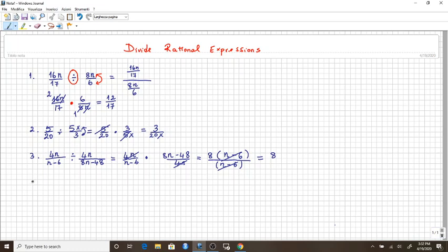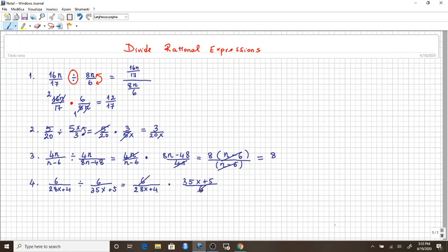Okay, let's see a different problem. Let's divide 6 by 28x plus 4 and divide by 6 by 35x plus 5. So we are going to keep the first rational expression, 28x plus 4, and now we're going to multiply by the reciprocal of the second one, which is 35x plus 5, and then divide by 6.